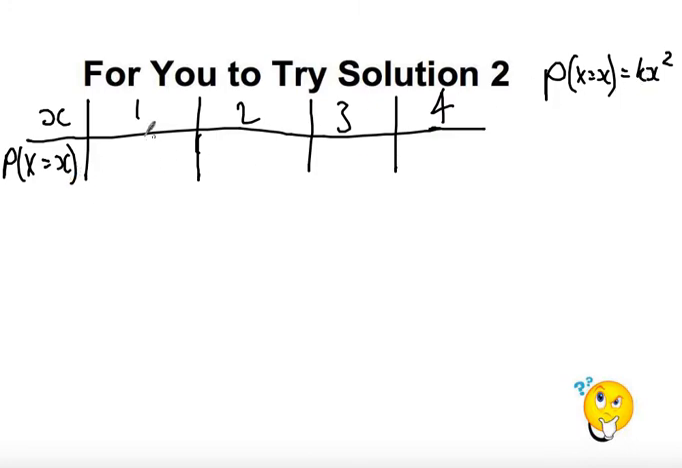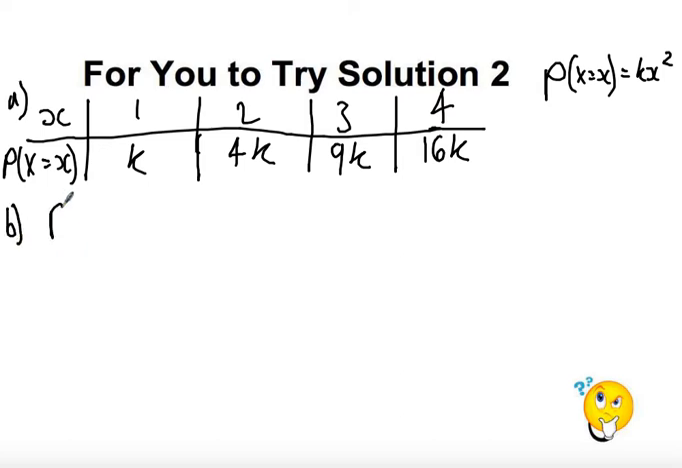So k x squared: k times 1 squared just gives me k. K times 2 squared gives you 4k. K times 3 squared gives you 9k. And k times 4 squared gives you 16k. So that is all that's required for part A, to just write out that probability distribution in terms of k.